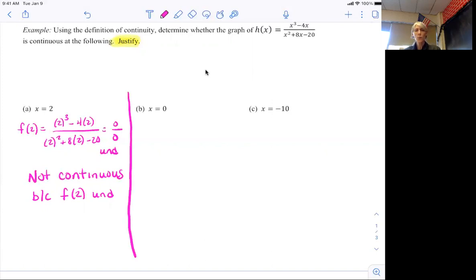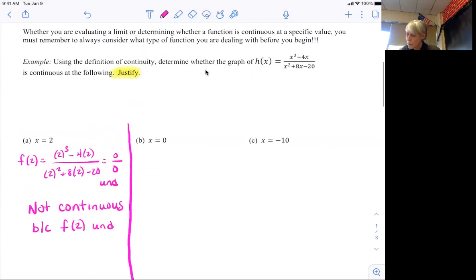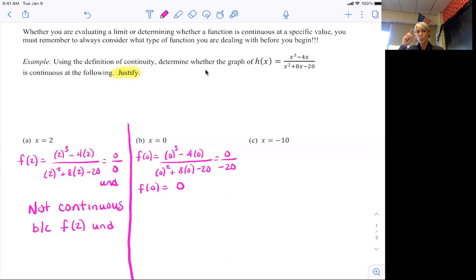When x equals 0, let's see what happens here. Start by plugging in 0. 0 cubed minus 4 times 0, over 0 squared plus 8 times 0 minus 20, so 0 over negative 20. When I plug in 0, I get 0 as my answer. So I got an answer. I move on to step 2.